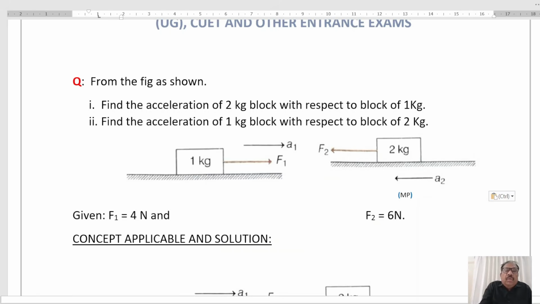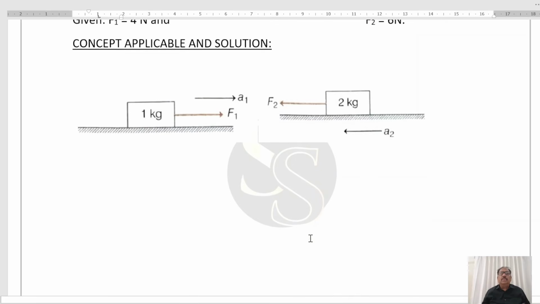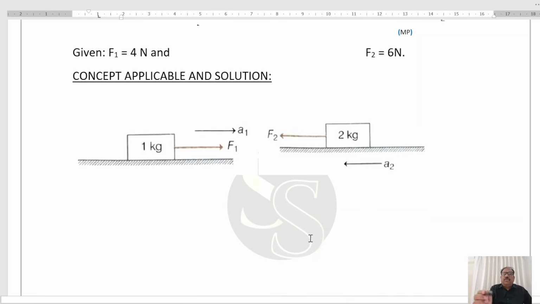Now the question is: from the figure as shown, find the acceleration of the 2 kg block with respect to this. Find the acceleration of this with respect to this. Given F1 is 4 Newton, F2 is 6 Newton.